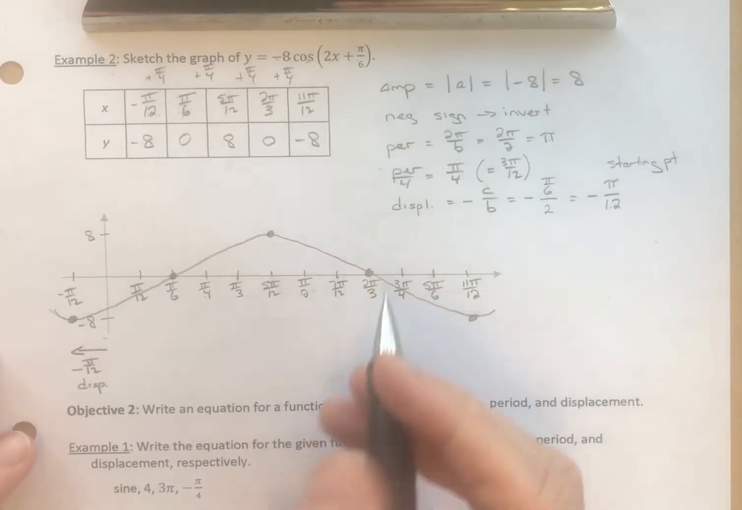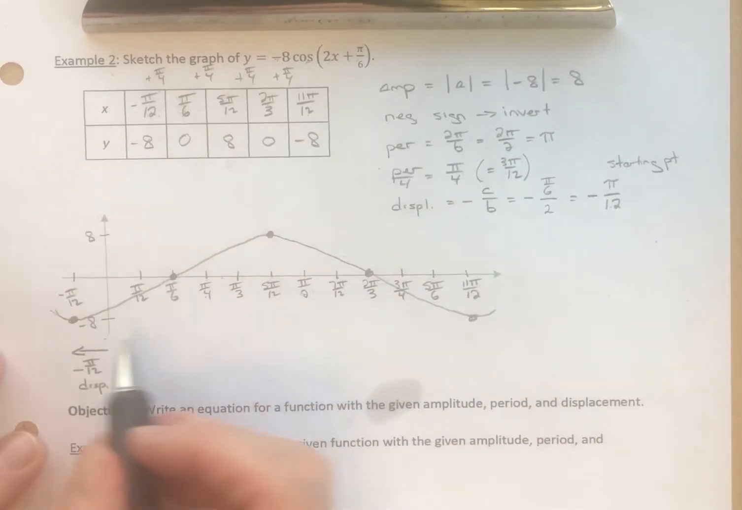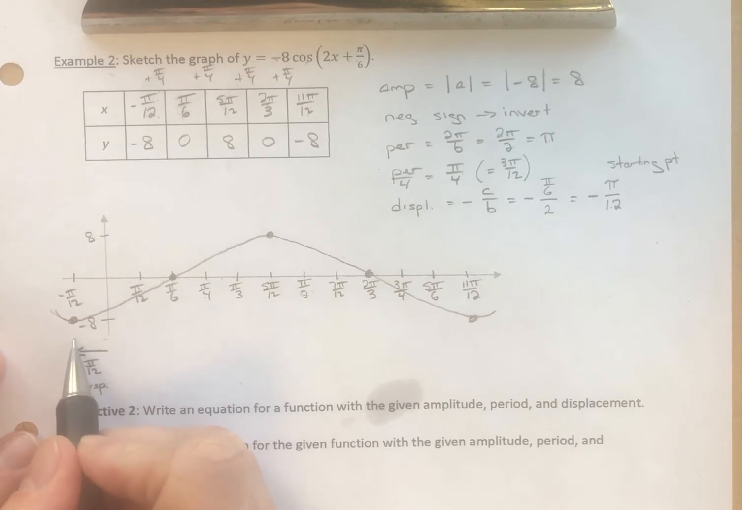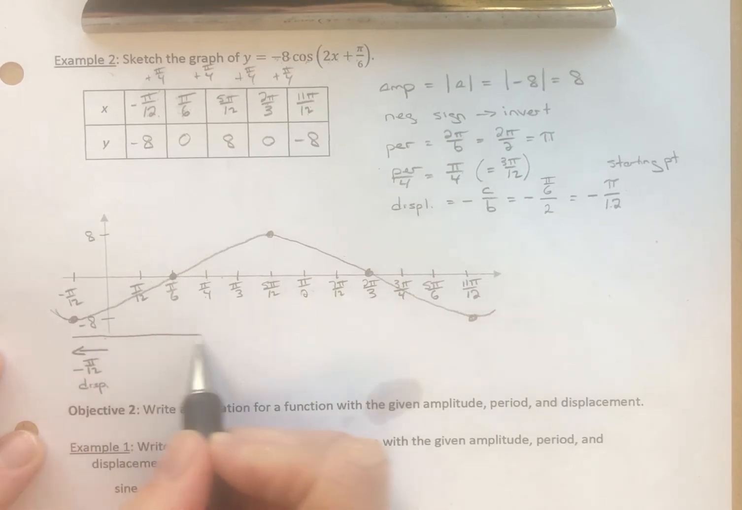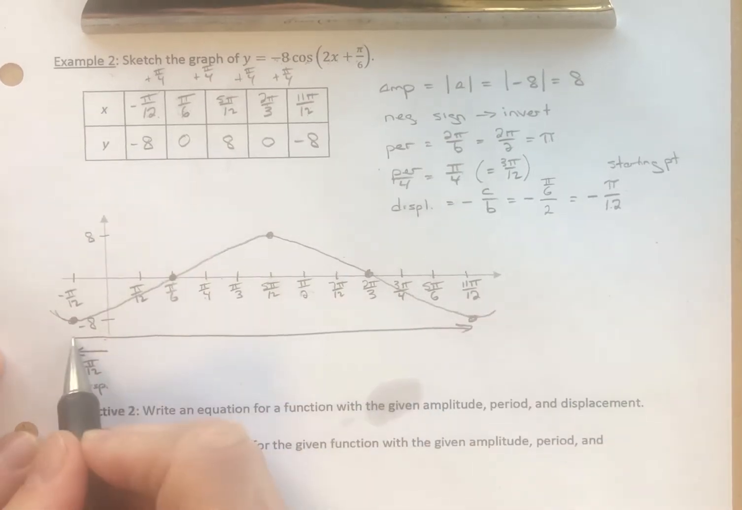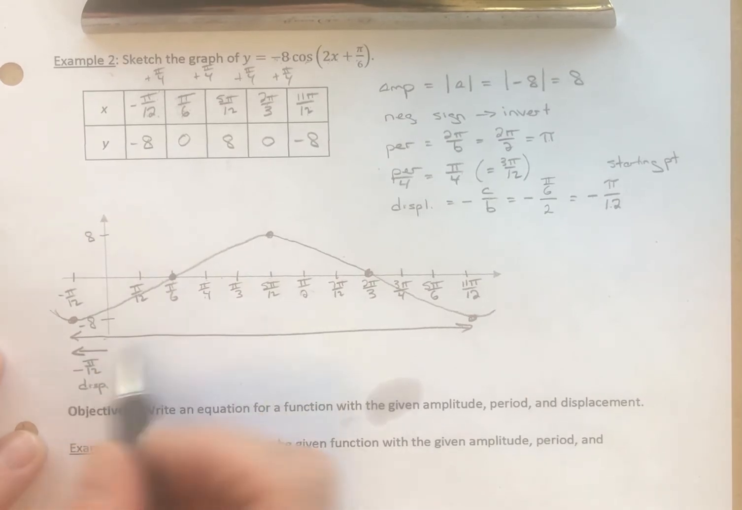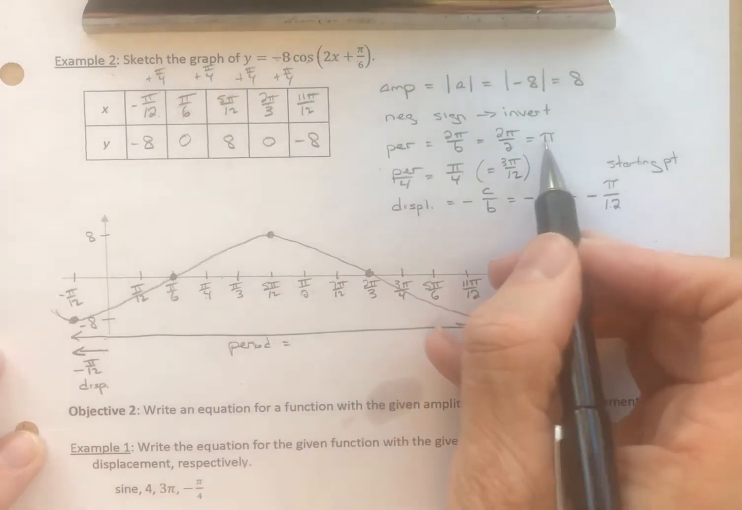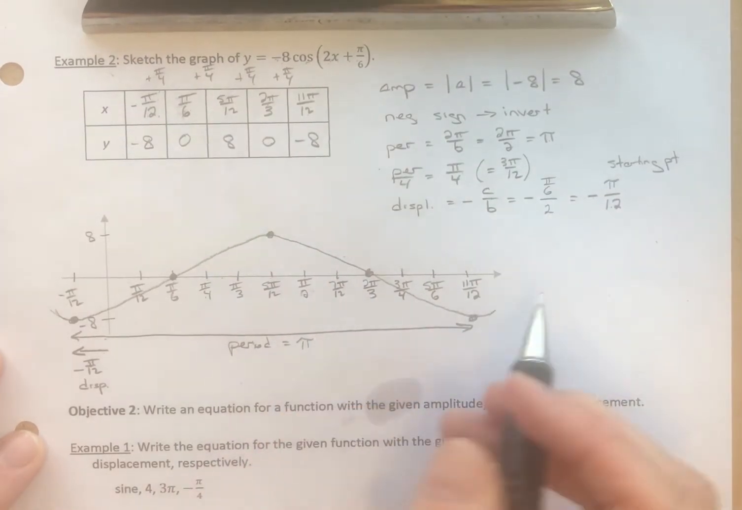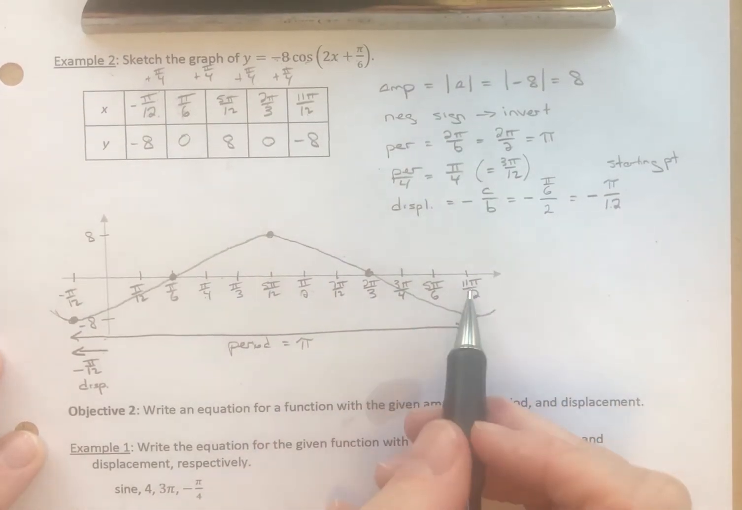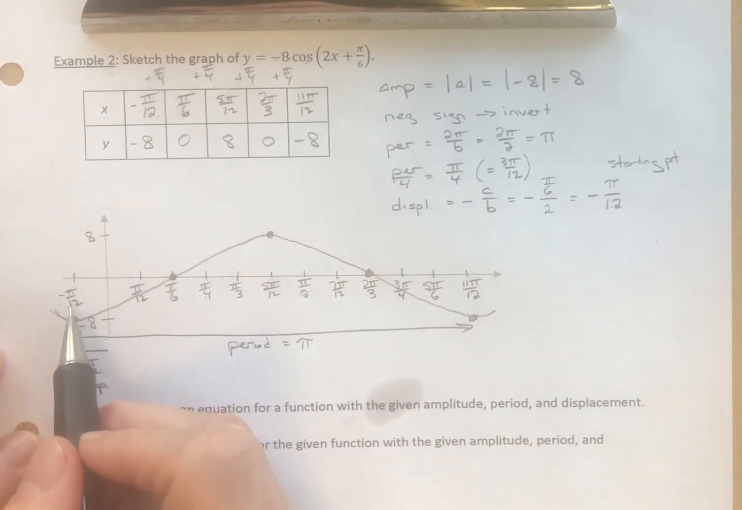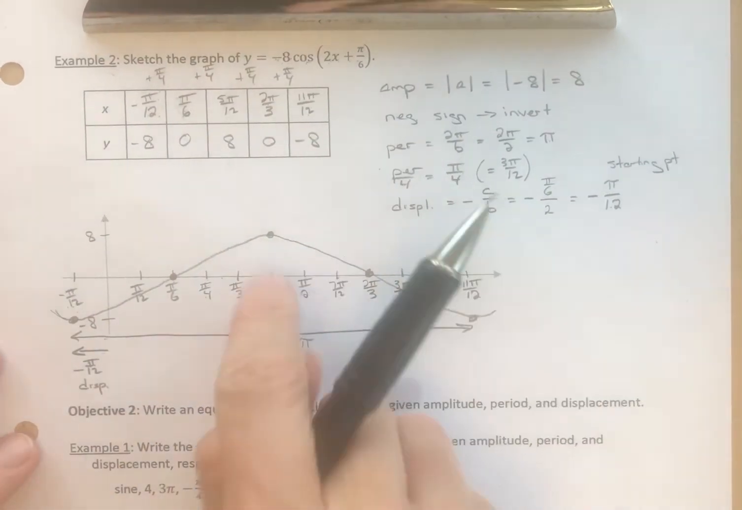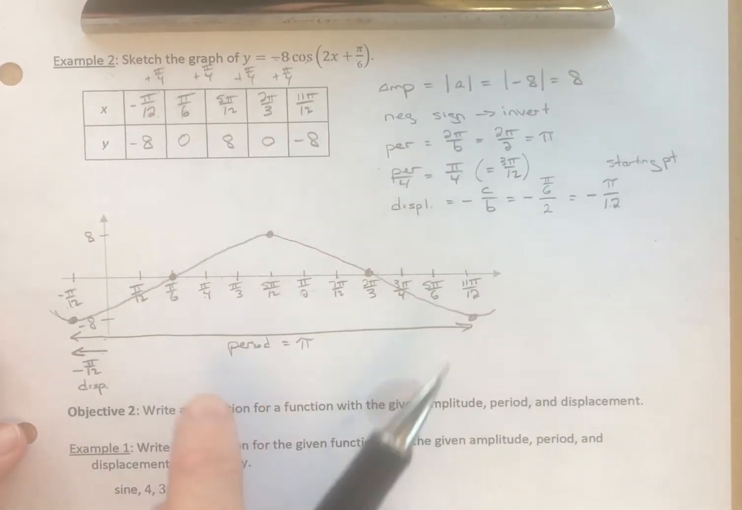Okay, for this function, now let's look at our period. We displace back, so the period starts here and goes to here. We had to start here, and so this is the period. And the period we said was pi. Well, 11 pi over 12 minus a negative pi over 12 is indeed 12 pi over 12, which simplifies to pi. So that is our graph right there.